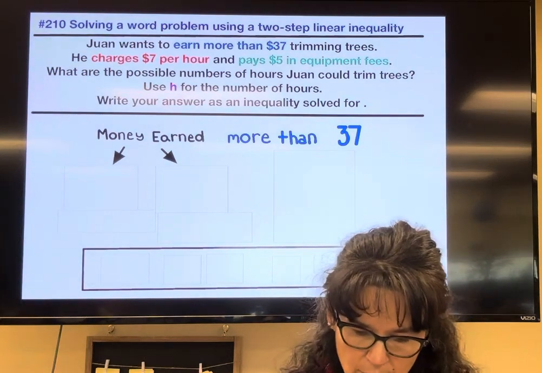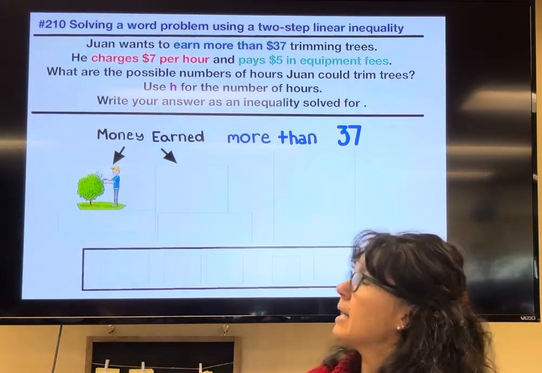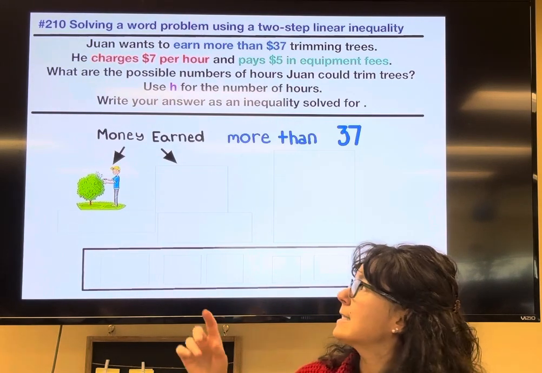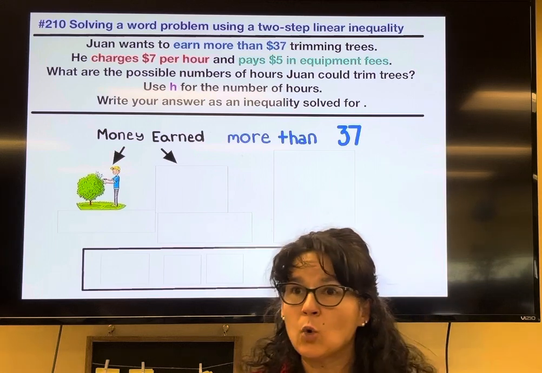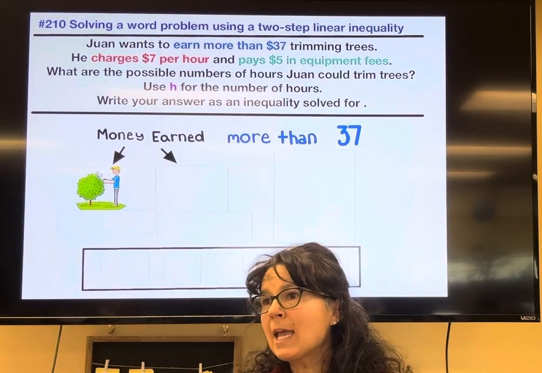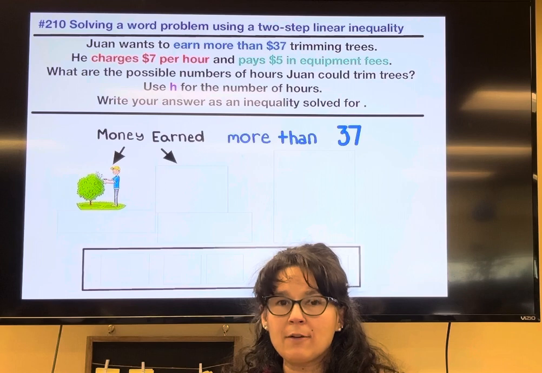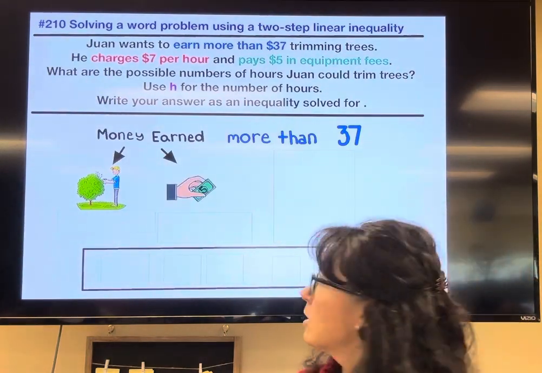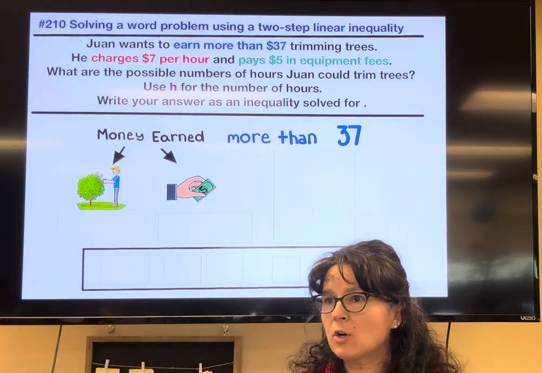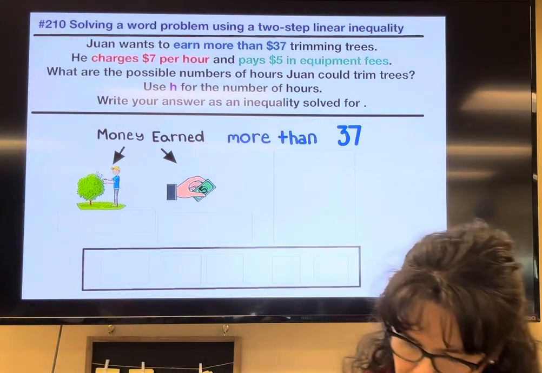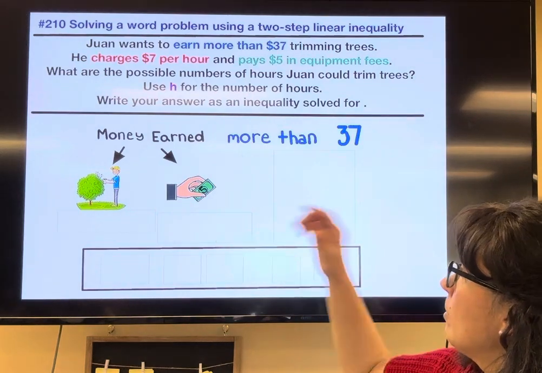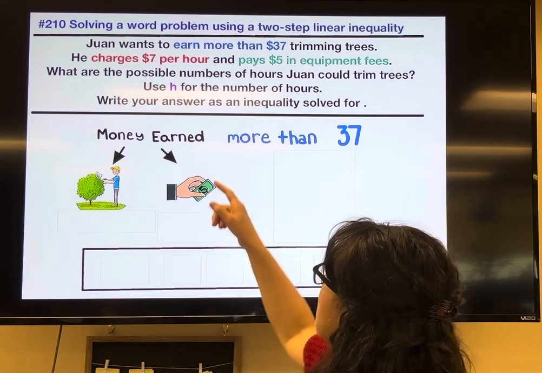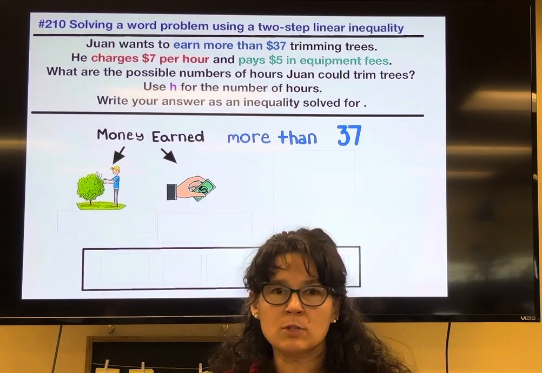Well, there's going to be two things. One of them is the money coming in from actually trimming the trees, but it says that you also have to pay an equipment fee. So if you're paying an equipment fee, that's taking away from your profit. So I'm going to need to subtract out the money that I paid to rent the equipment. And then I would like my overall money that I make, my profit, to be more than $37.